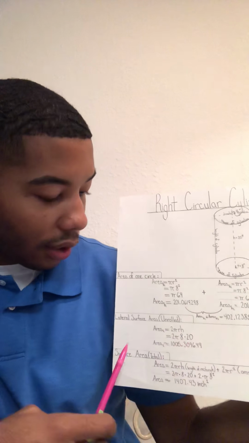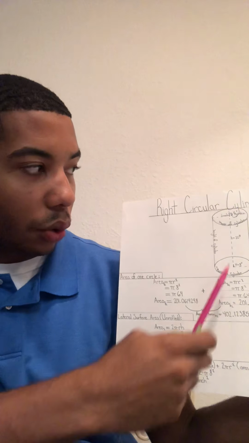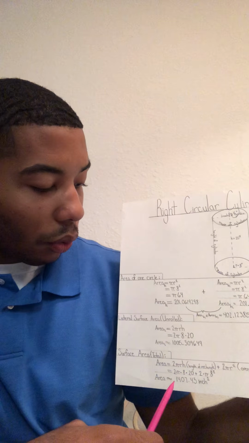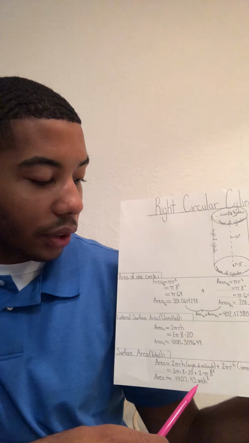After finding the area of the two bases and the height of the cylinder, I was then able to add them all together and find the complete surface area of your end table, which was 1407.43 inches squared.